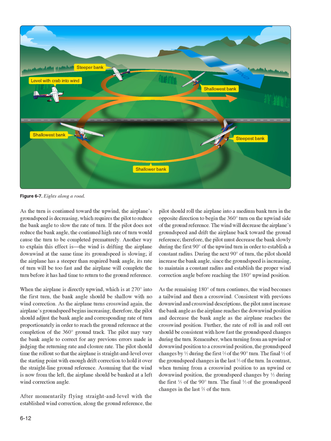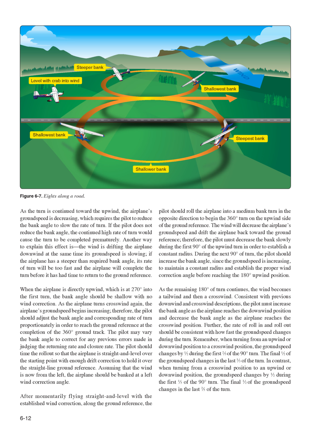Assuming that the wind is now from the left, the airplane should be banked at a left wind correction angle. After momentarily flying straight and level with the established wind correction, along the ground reference, the pilot should roll the airplane into a medium bank turn in the opposite direction to begin the 360 degrees turn on the upwind side of the ground reference. The wind will decrease the airplane's ground speed and drift the airplane back toward the ground reference. Therefore, the pilot must decrease the bank slowly during the first 90 degrees of the upwind turn in order to establish a constant radius.